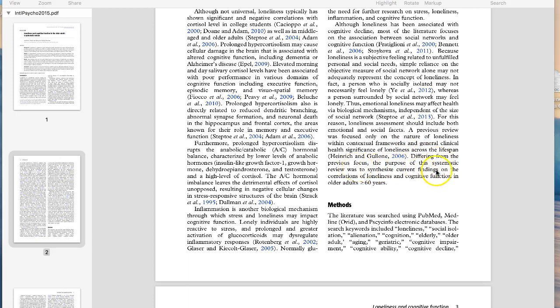And the purpose of this systematic review is to synthesize current findings on the correlations of loneliness and cognitive function in older adults greater than or equal to 60 years old.